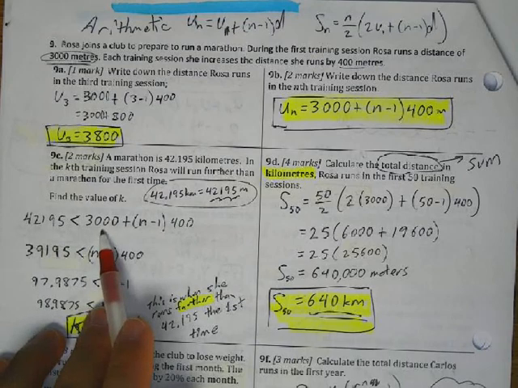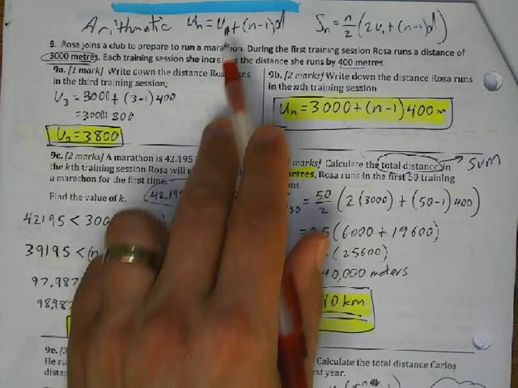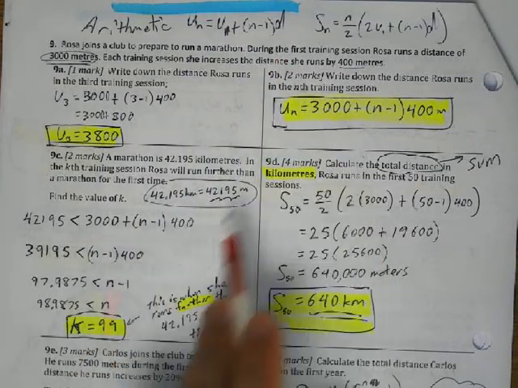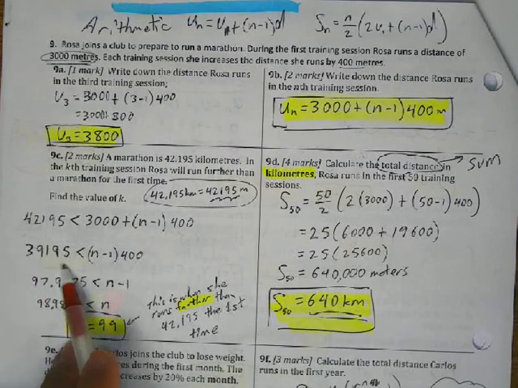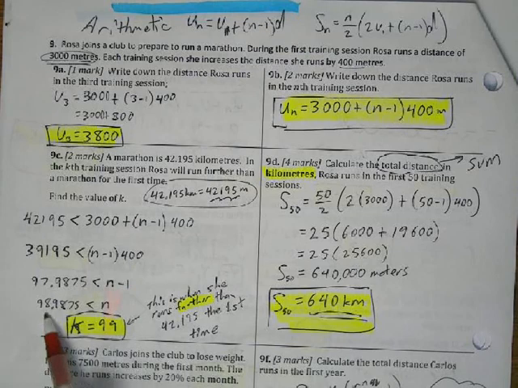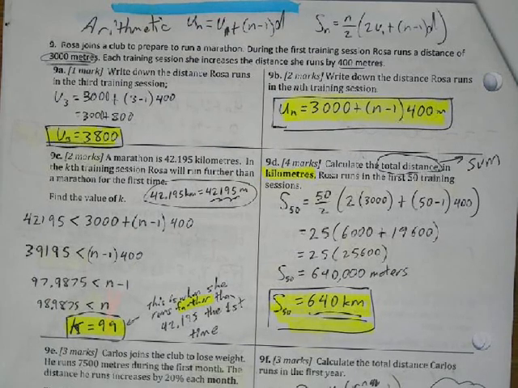Okay, so now that we've set this up using u sub 1 being 3,000 and d being 400, now we can subtract 3,000 on both sides. We get this. Then we divide both sides by 400, we get this. Then I add 1 on both sides and we get this. So we know that n is greater than this value, 98.9. In order to be greater than that, n is going to have to be 99.